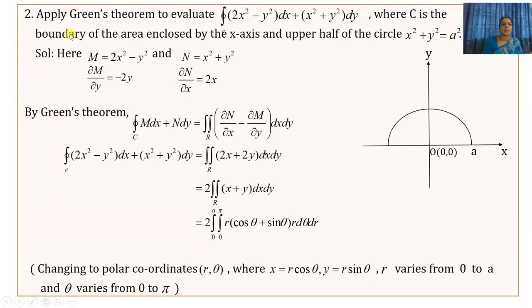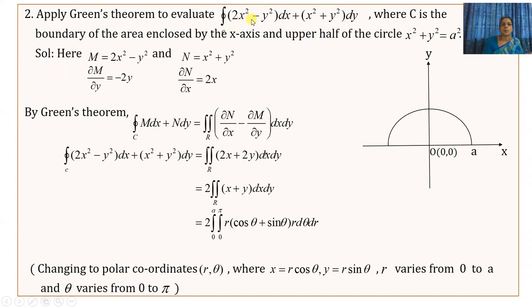Next problem. Apply Green's theorem to evaluate the integral of (2x² − y²) dx + (x² + y²) dy, where C is the boundary of the area enclosed by the x-axis and the upper half of the circle x² + y² = a².